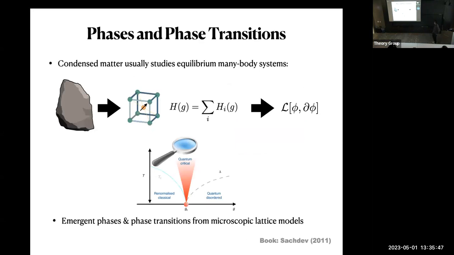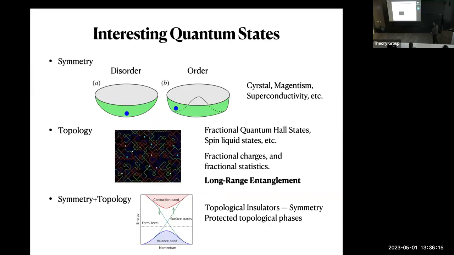In conventional condensed matter physics, what we do is study a set of materials. We simplify their crystal structure and then write down a model Hamiltonian. From that model Hamiltonian, we may have some low energy description, which has fields and their derivatives. And by changing some parameters in that setup, we may study different phases and their phase transitions. In condensed matter physics, we care about these interesting quantum states organized by these principles.